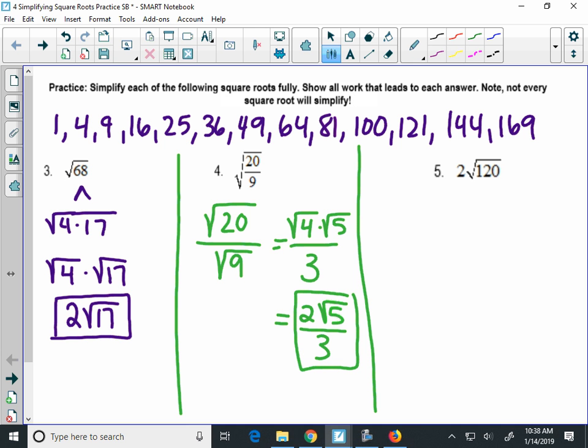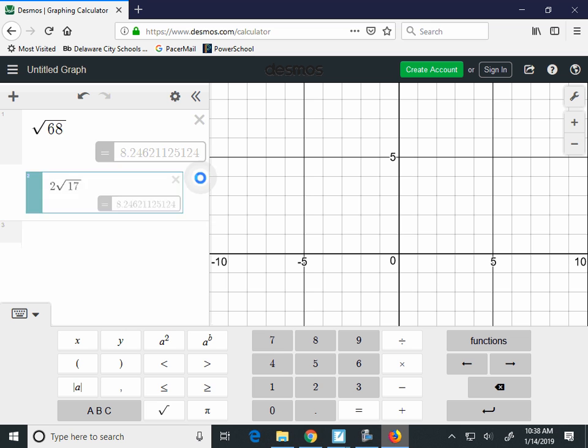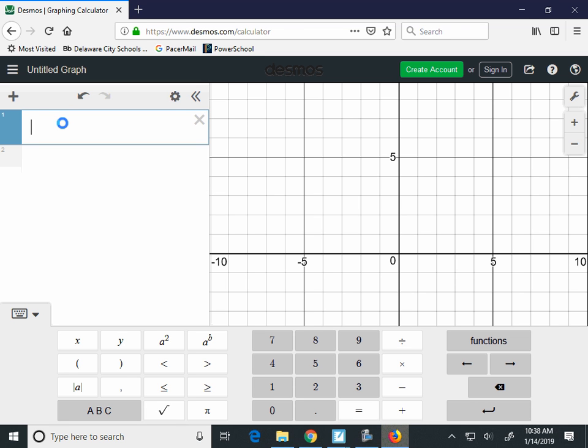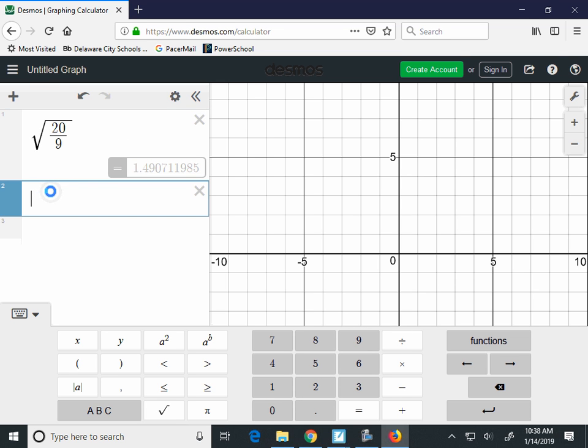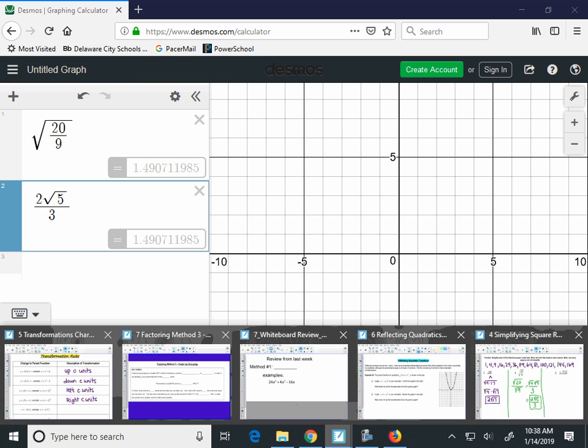Again, I can check this answer. If I go back to Desmos, I can type radical 20 divided by 9, and I get 1.49. In the next box, I can type 2 square root of 5, arrow out, and divide by 3. I again get the same answer. So I know that I simplified correctly.